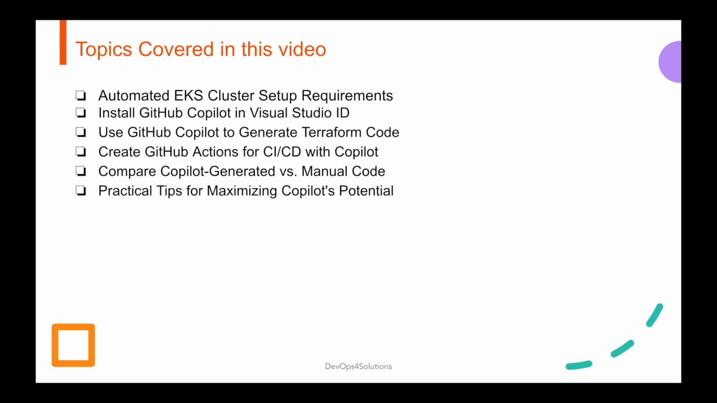We will be covering the following topics. We will have a requirement for creating an EKS cluster. We will install GitHub Copilot in Visual Studio and use it to generate the Terraform code. We will also use GitHub Copilot for generating the GitHub workflows. We will compare Copilot generated versus manual code as well. And at the end, I will share some practical tips on how to maximize Copilot's potential.